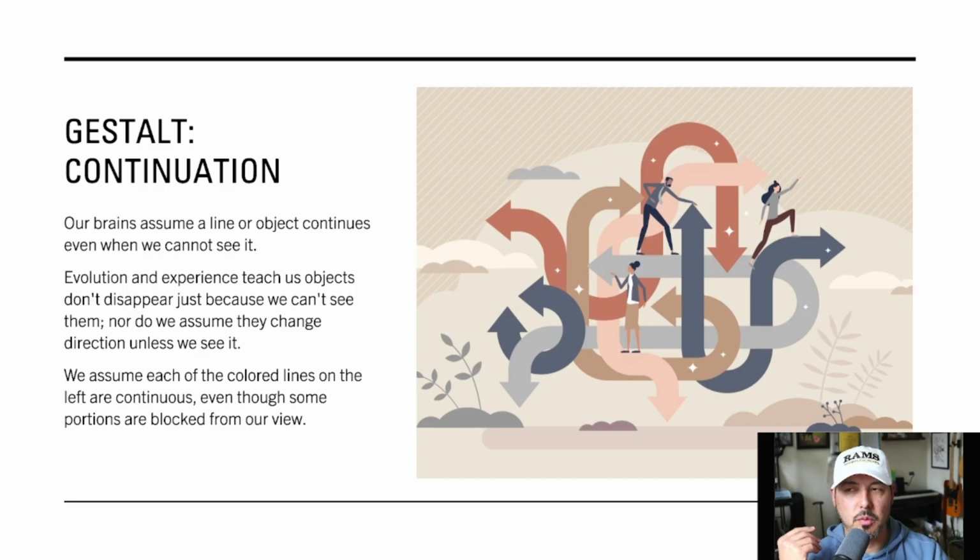Likewise, if we're chasing a rabbit or a deer or something like that, we don't assume that because the rabbit ran behind a tree and then ran out the other side, that all of a sudden it's a different rabbit. Right? We assume it's that same rabbit, and we're tracking it. So these are evolutionary things that we built up in order to survive in this world.